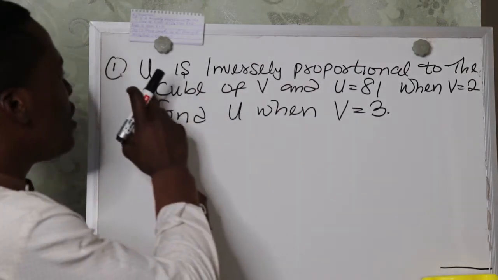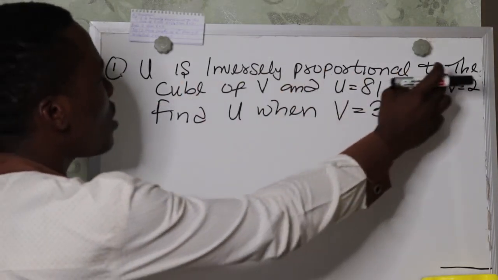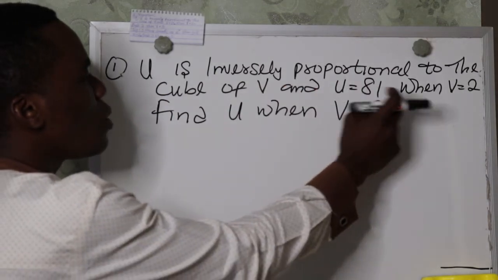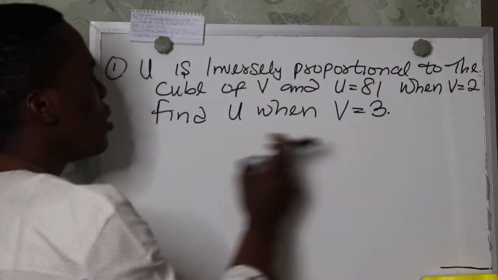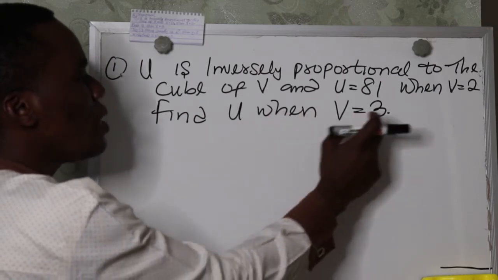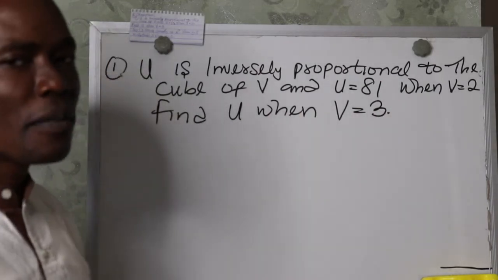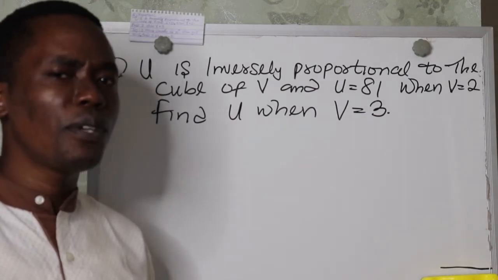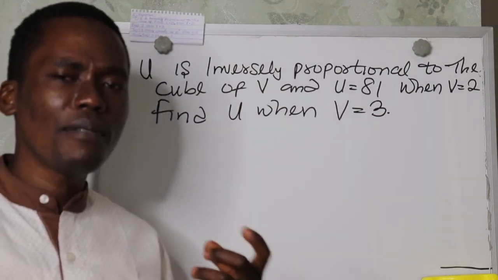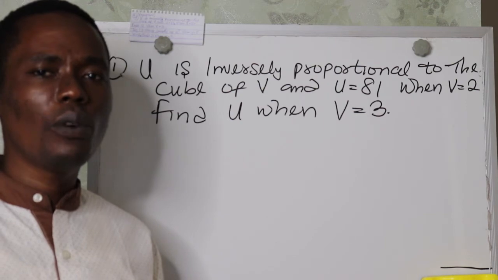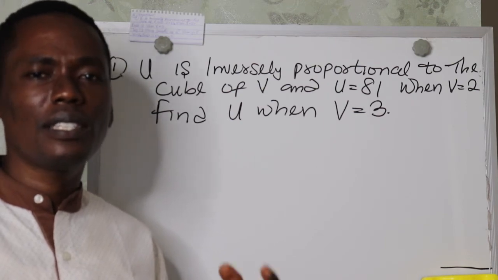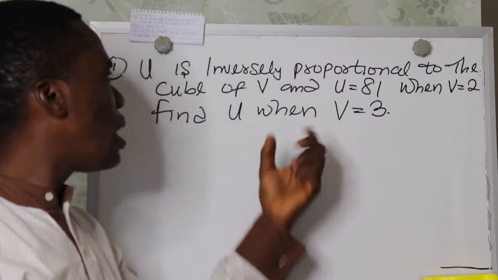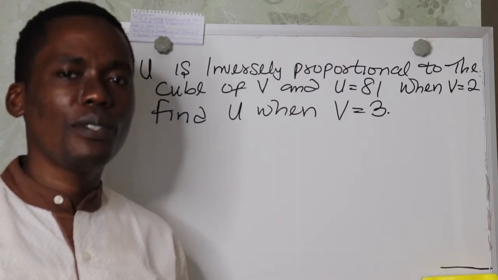The question says u is inversely proportional to the cube of v, and u is equal to 81 when v is equal to 2. Find u when v is equal to 3. Now, if you are conversant with variation, you know we have three types of variation: the inverse variation, the direct variation, and the joint variation. Today, we are going to look at a topic on inverse variation.